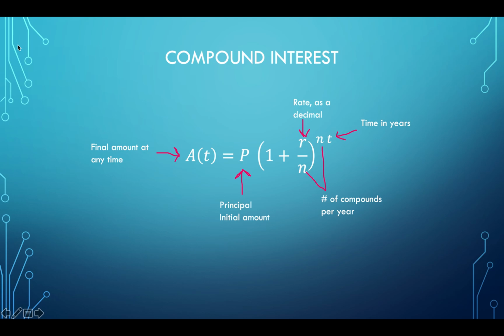Now, what's important to remember here is rate is always as a decimal. You cannot say 9% with the little percent symbol. It has to be converted to a decimal. We're going to go over how to convert percentages to decimals in just a minute. And our time is always in years. And if it's not in years, if it's in, say, days or weeks, we've got to go ahead and convert that into years.